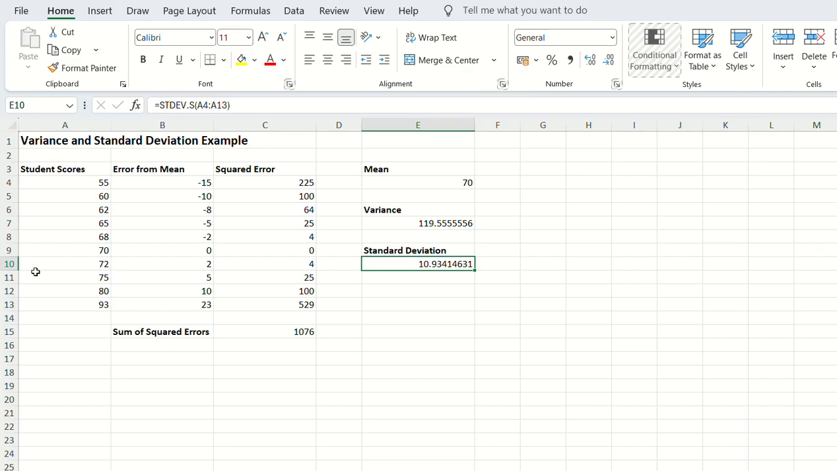So what we have learned today: mean finds the center point, variance measures the spread, and standard deviation shows the average distance from the mean. Once we understand this, data analysis becomes easier.